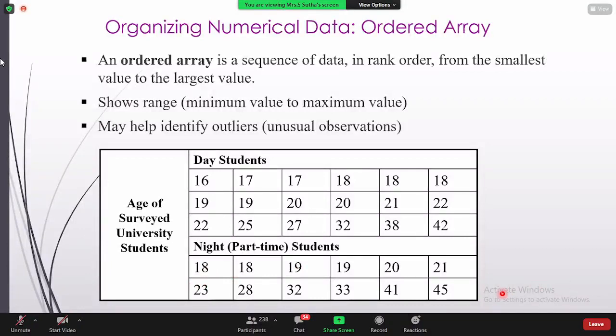Now, for the time being, you leave the outliers. It is very difficult to identify whether we have outliers because 16 to 42 are almost close to each other. So leave that one. Now we can identify the range clearly. The age of the day students ranges from 16 to 42 years, and the nighttime students' age ranges from 18 to 45 years. This is what we can get from the ordered array.